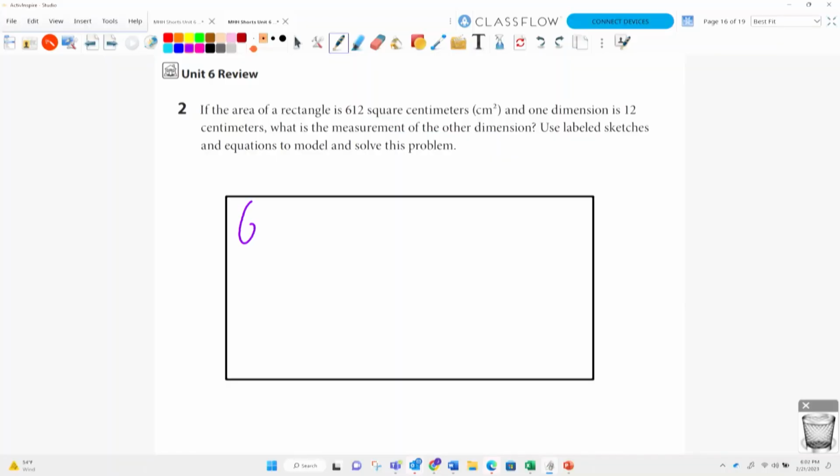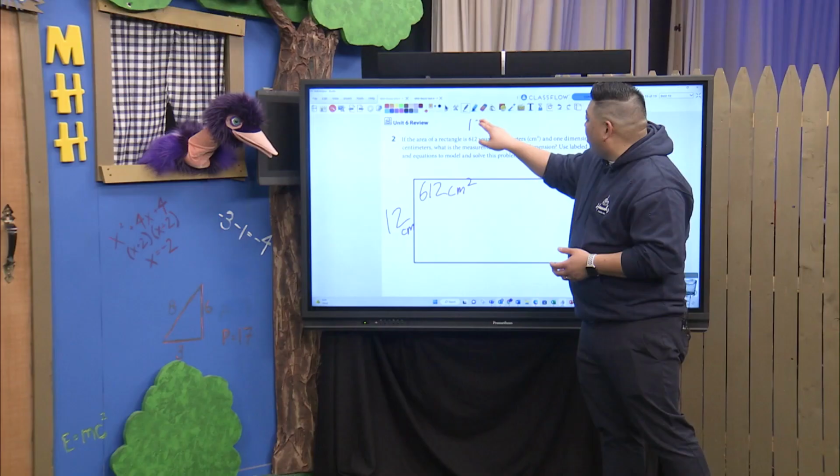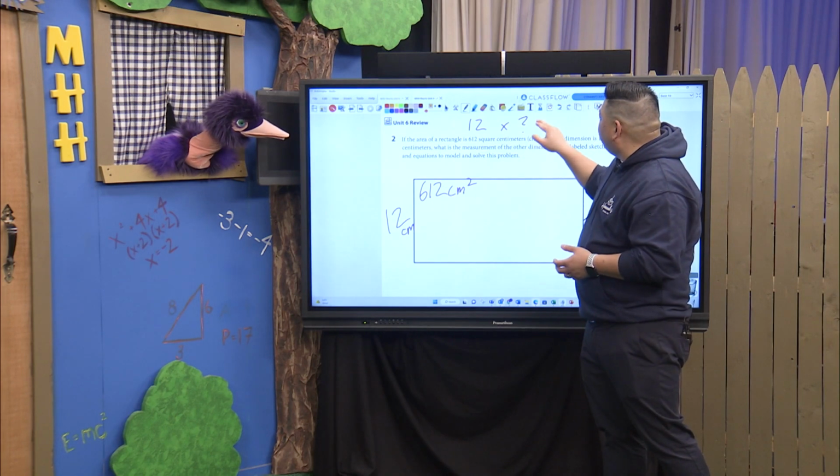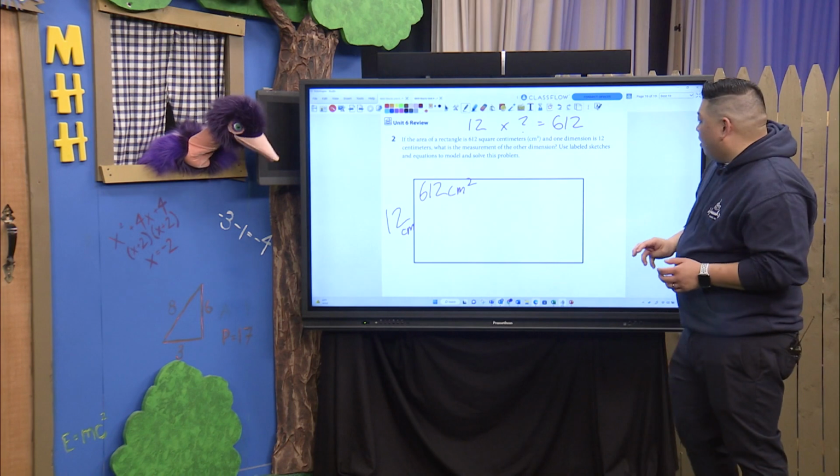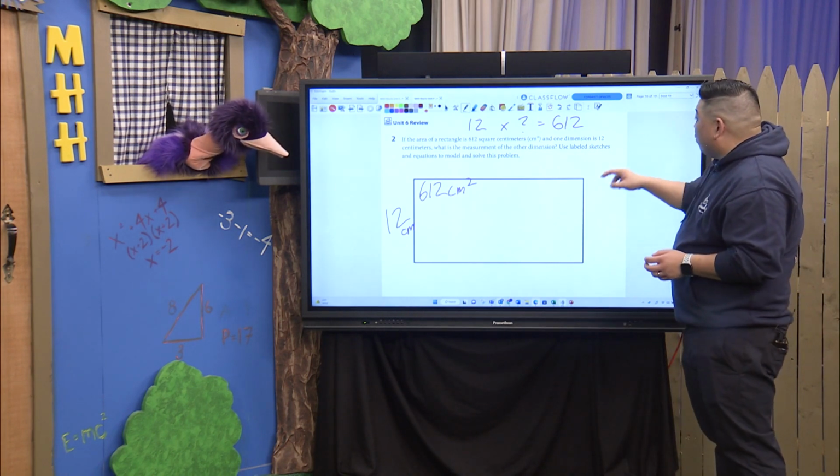So we have 612 centimeters squared. We have 12 here, same thing, right? We have to figure out 12 centimeters times something is going to give us 612. All right. So let's go ahead and work on our key.